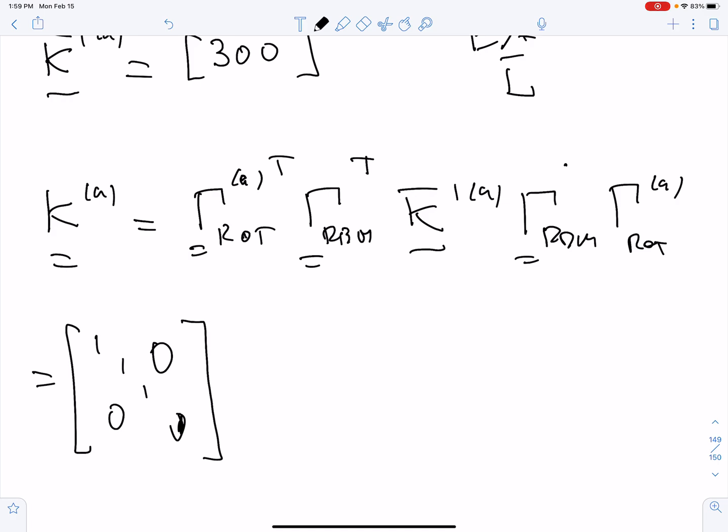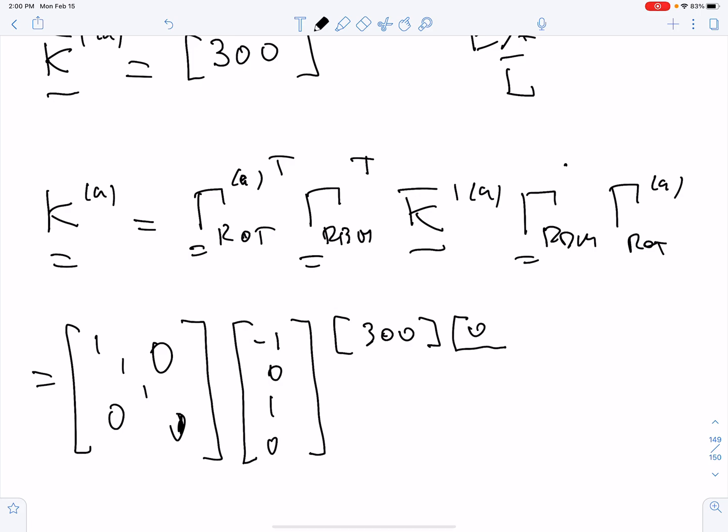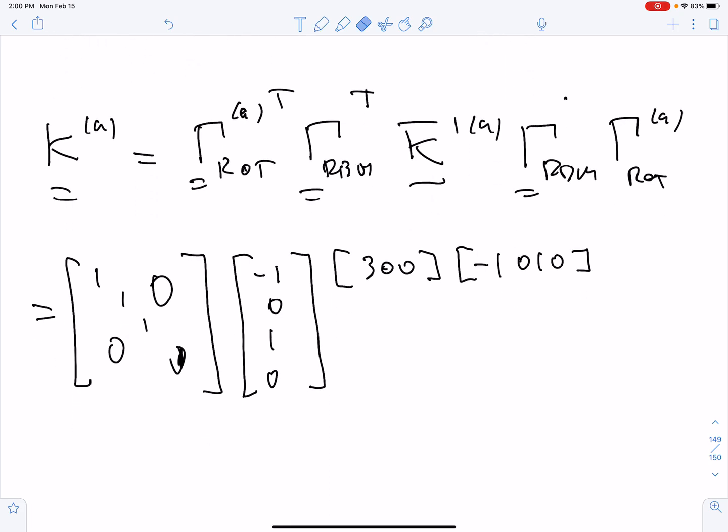Gamma RBM transpose is -1 0 1 0 like this. Okay, this goes and multiplies 300. Okay, this goes and multiplies gamma RBM, minus 1, 0, 1, 0. Okay. And then that multiplies gamma ROT, which in this case is an identity. Two zeros on the diagonal.